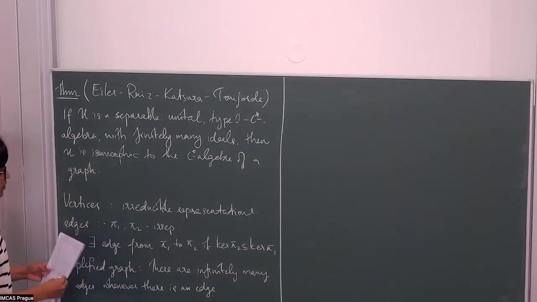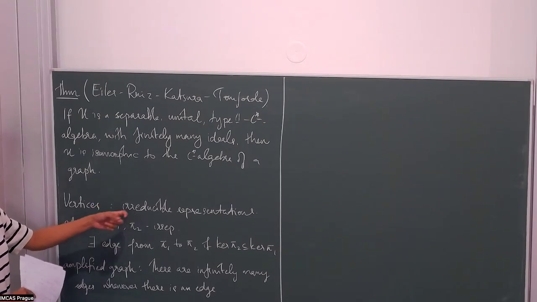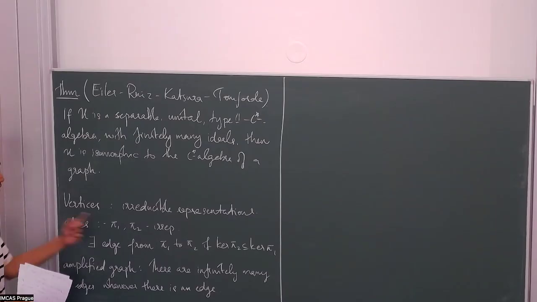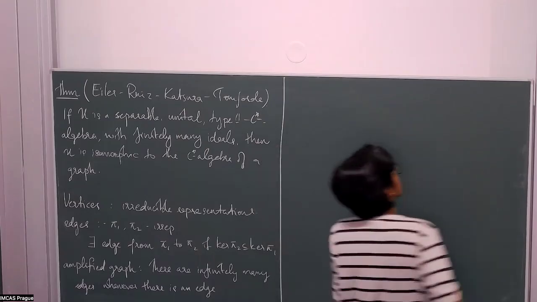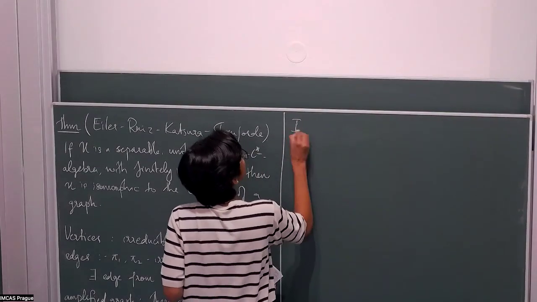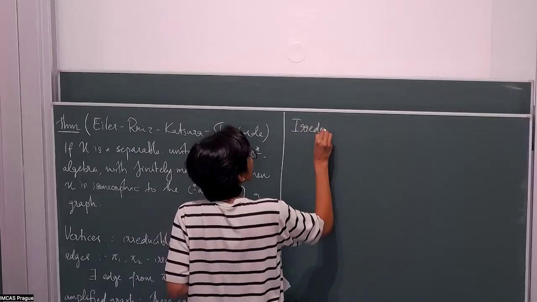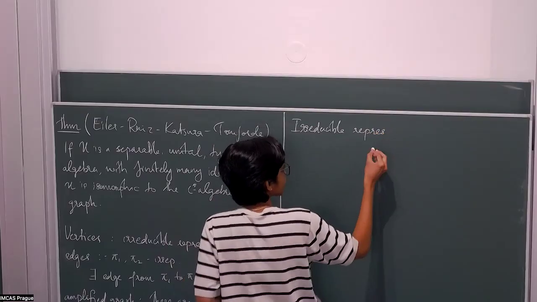So we have what we want. Now we know what we need. We need to construct the irreducible representations of these guys, and then we need to see how the kernels behave. So now we start working towards that. So irreducible representations.